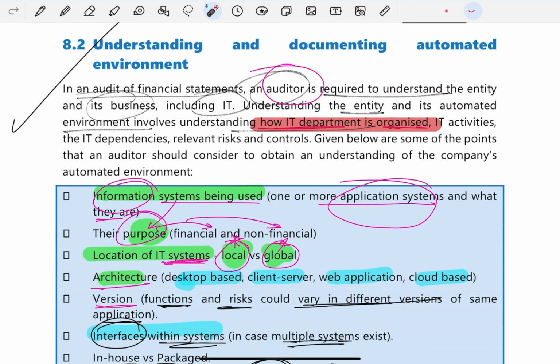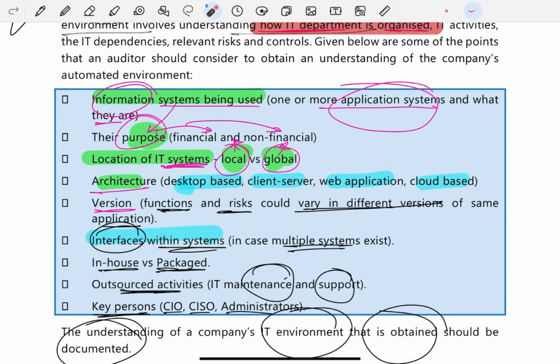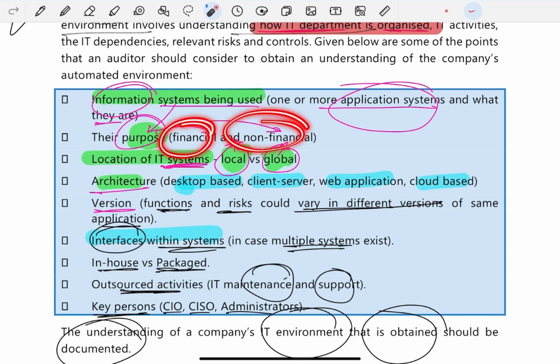So what all are the things that he needs to document? The first thing is: what information system is the company using? Is it using one information system, or is it using more than one application system? You need to document that. What is the purpose of the information system? Is it for financial purpose or non-financial purpose?